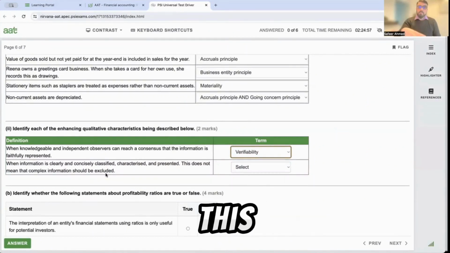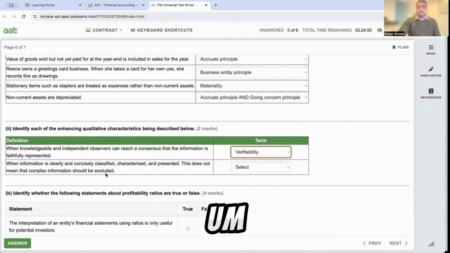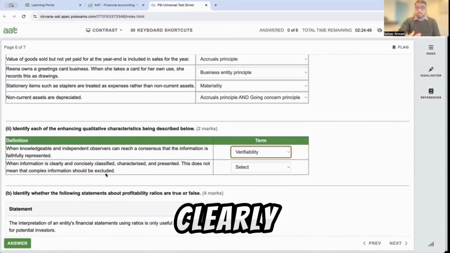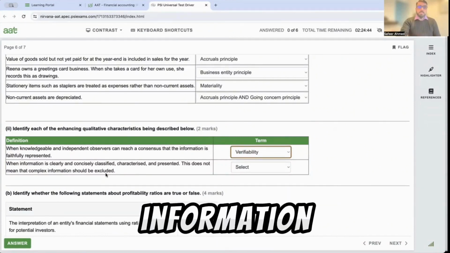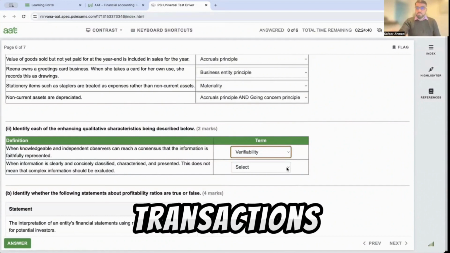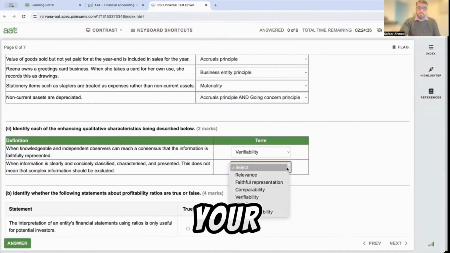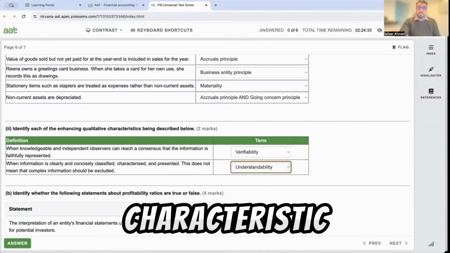But what this characteristic is all about is not making information ambiguous, so it is clearly presented. It can include, of course, all of that complex information, depending on the assets, depending on the transactions, in other words, for a business. So, of course, this is your understandability characteristic.